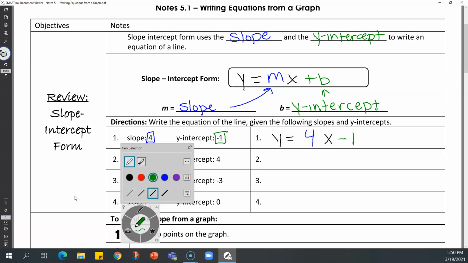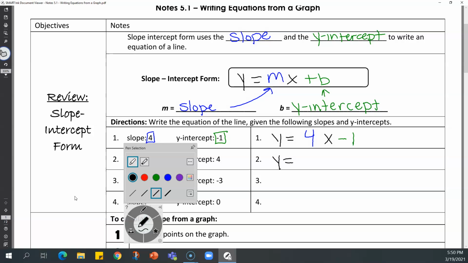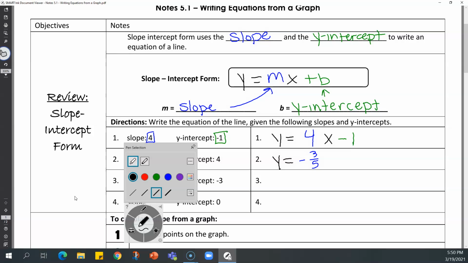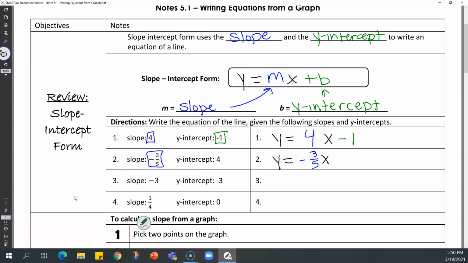Let's try another one. Again, my y equals is going to stay the same. My slope is -3/5. So -3/5 is my m. Don't forget that your x has to be connected to your slope. Do not forget your x. And my y-intercept is 4, so I'm going to go ahead and add plus 4 to the end. So y equals -3/5 x plus 4. Okay. Go ahead and give a try to number 3 and number 4. Okay. Pause the video, copy this in your notes, try it on your own, put your answers in, all that good stuff. And then when you're finished, come back here and check your answers against my answers.